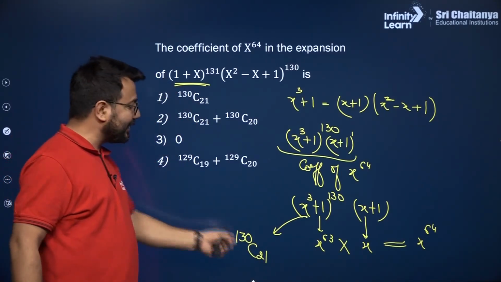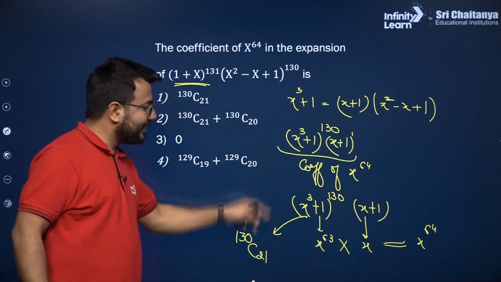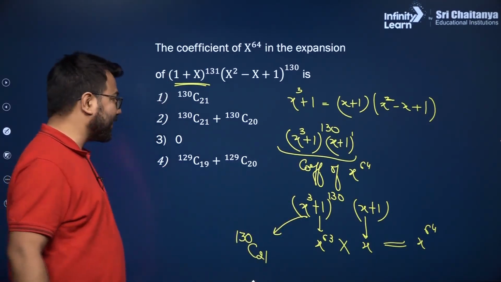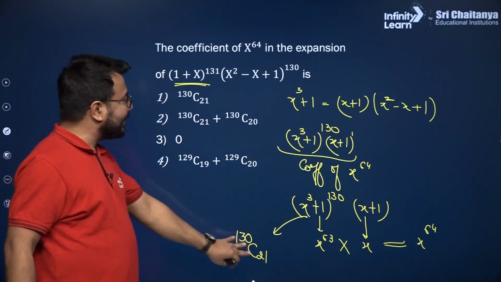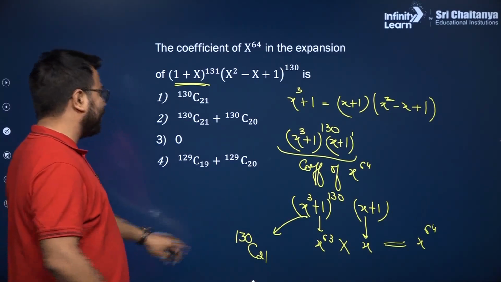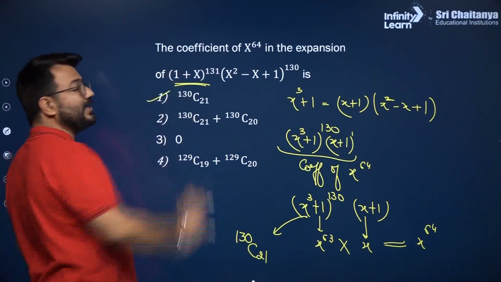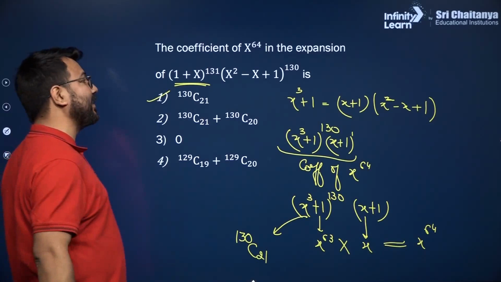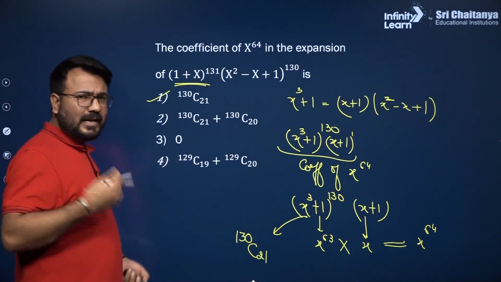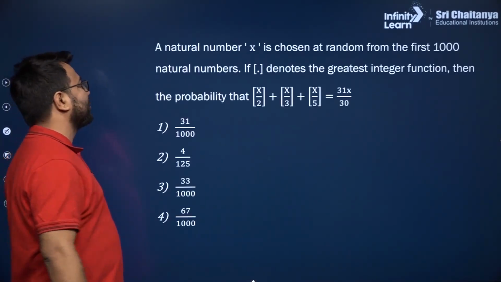130C21, because 130C21 will generate x raised to the power 21. Okay, so is 130C21 written anywhere? Yes, it is written in option A. So that is why option A will be the final answer of this particular question. I hope you are able to understand this illustration also.